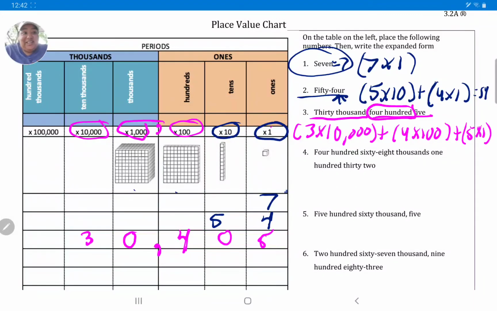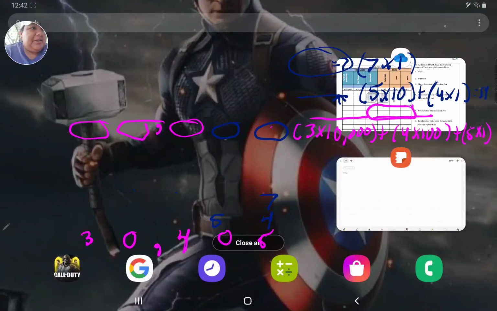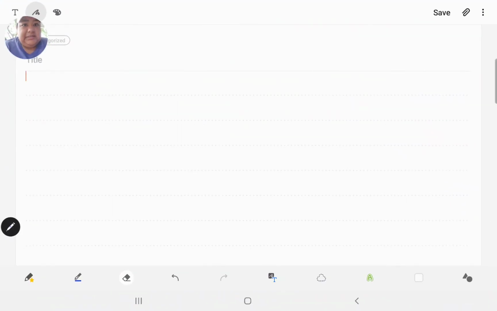Guys, that's literally it. That's all I'm doing. What do y'all think? Easy? It should be kind of easy, right? Guys, this is it. This is all expanded form. That's all it is.